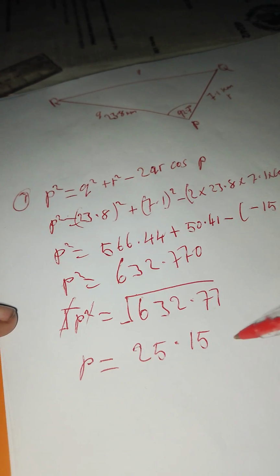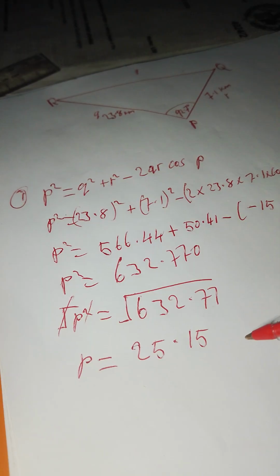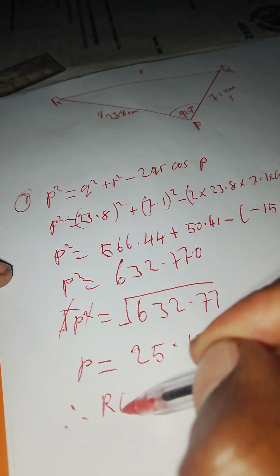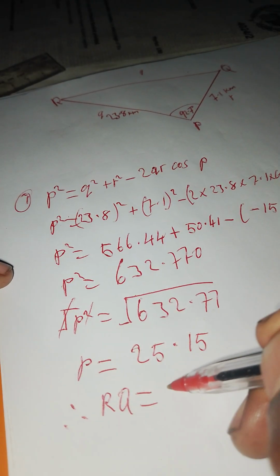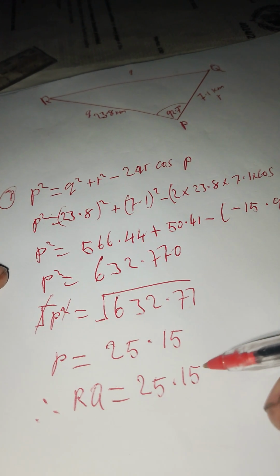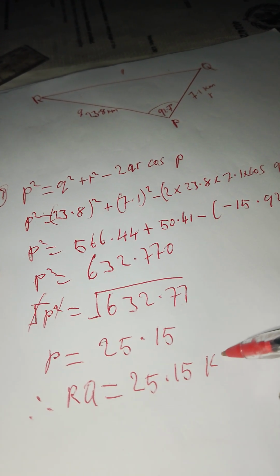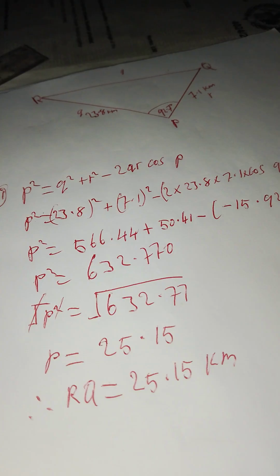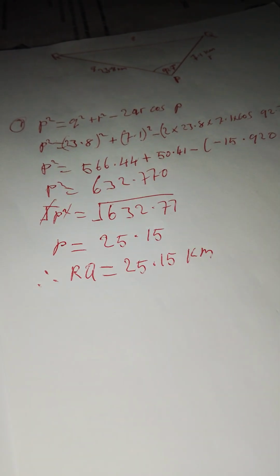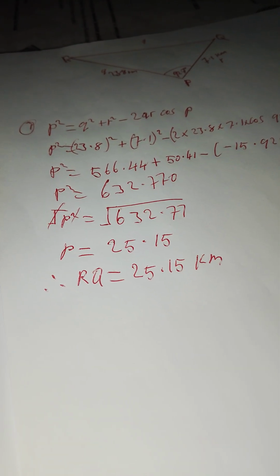25.15. So now we've been told to calculate RQ, so we're going to conclude to say, therefore, RQ is equal to 25.15 kilometers. Don't forget the units, kilometers. Okay, so this is the first part of the question.